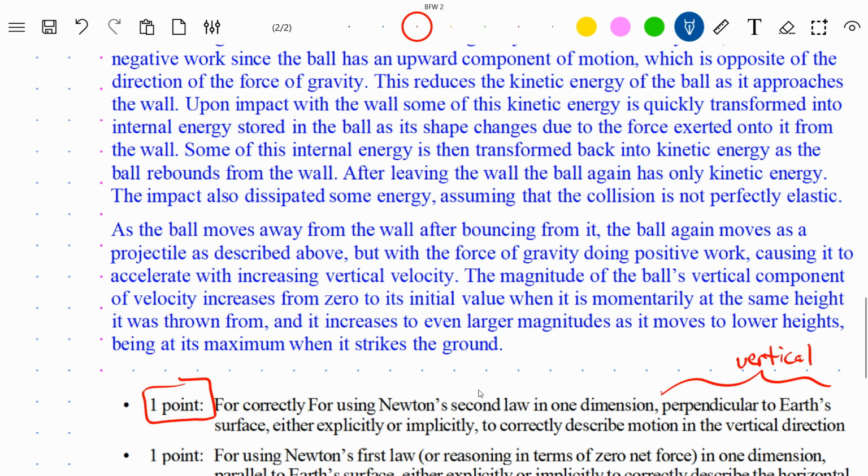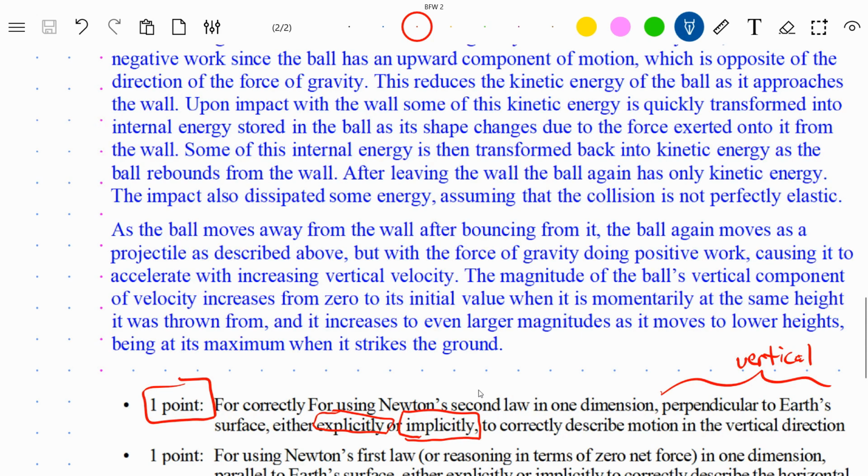Okay, and again, you're looking at this scoring guide that was created by the author of this question. So this is not my wording. I'm just trying to add a little bit of clarity to it. Perpendicular Earth's surface, vertical. Either explicitly or implicitly. So to be clear about this, explicitly means you would have had to call it out by name, for example. According to Newton's second law, something's going to happen. I didn't do that in my answer, but fortunately I didn't have to, right?